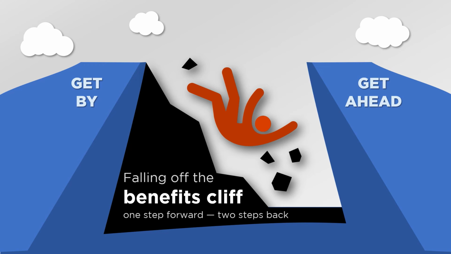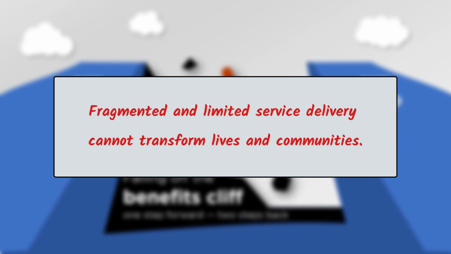All of what I've shared about siloed service gaps can lead to some conclusions. Fragmented and limited service delivery cannot transform lives and communities. Large-scale social change and transformation will only happen when helping agencies across a community are willing to work together for common good and greater impact.